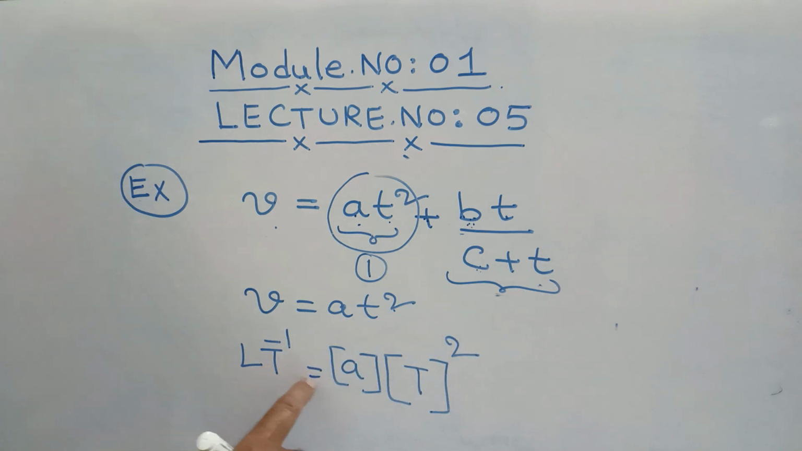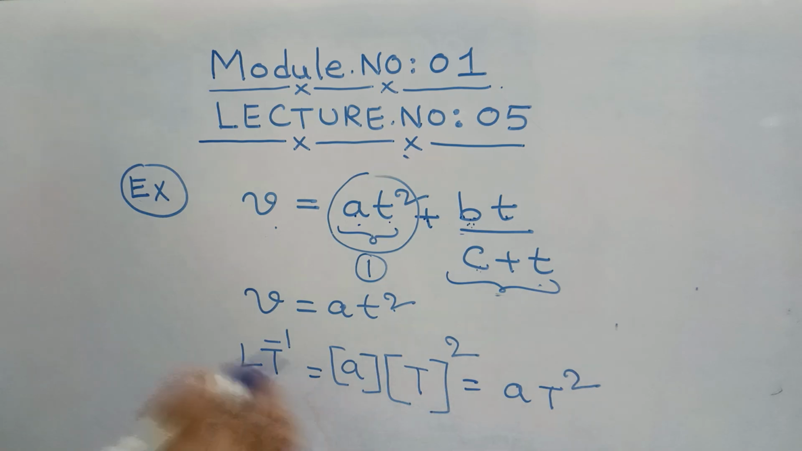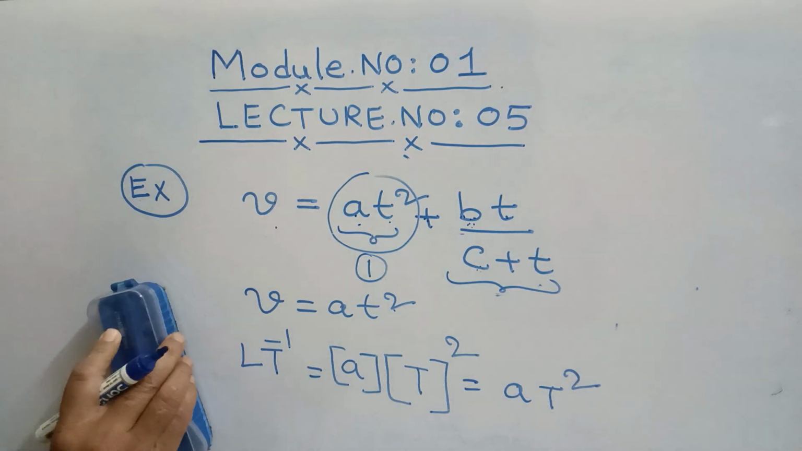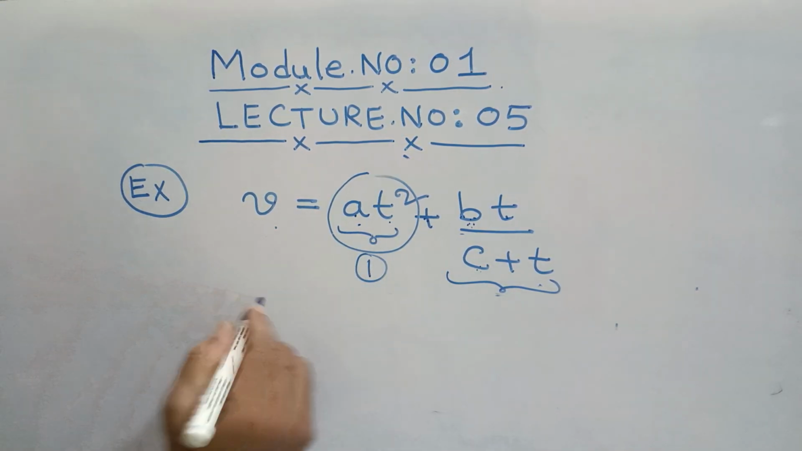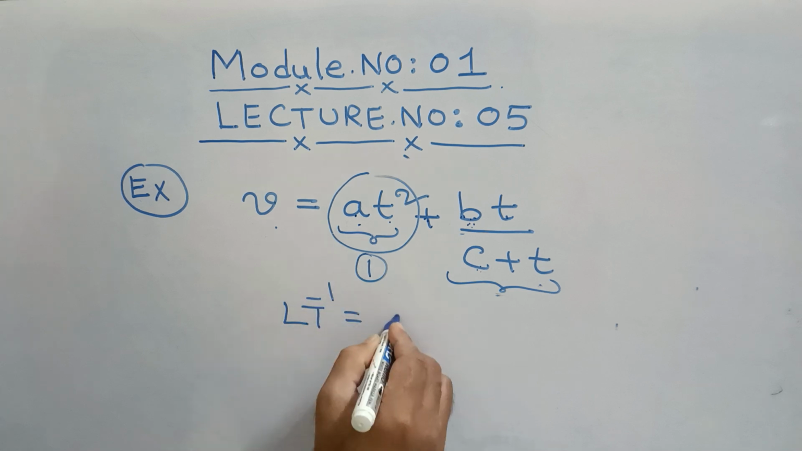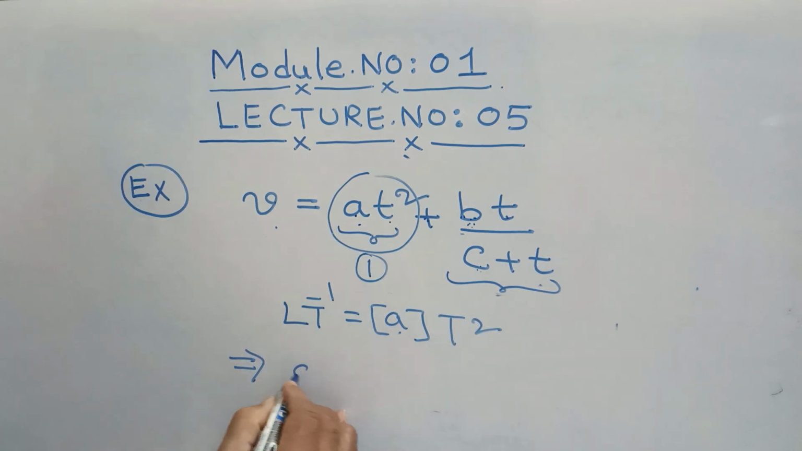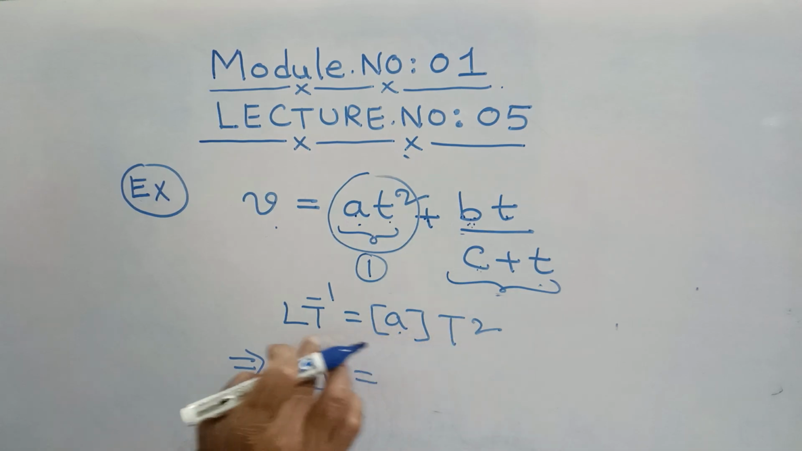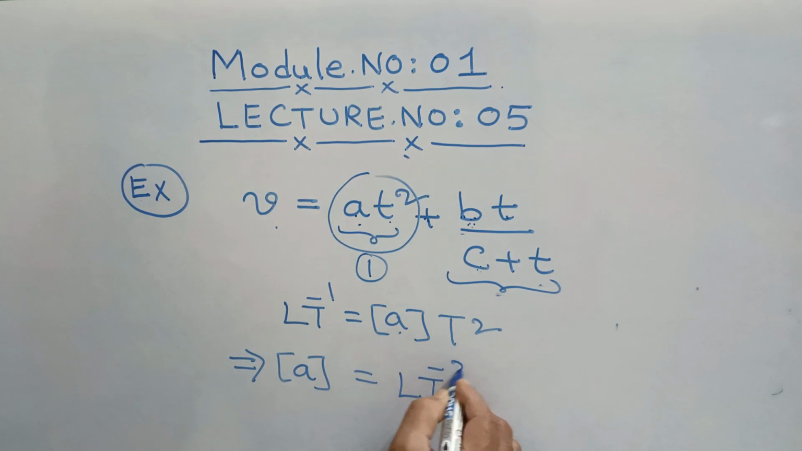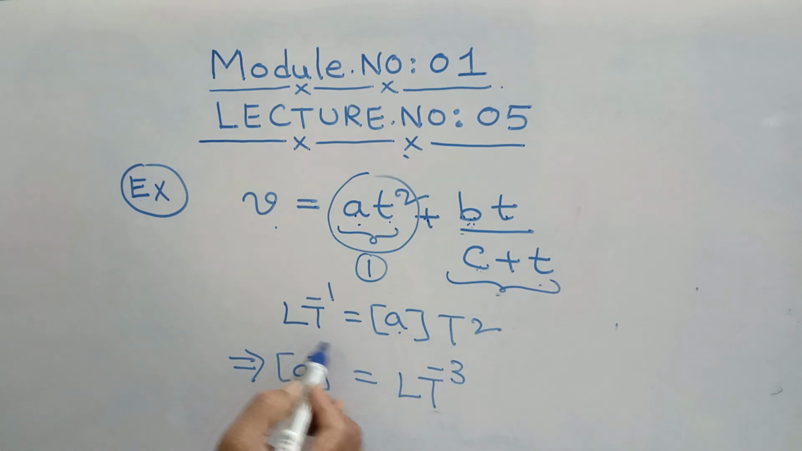Therefore, L T inverse is equal to A into T square. Therefore, from here, A is equal to what? How can you write it? Bring this T square to the left side. Then A is equal to L into T inverse divided by T square. You can put A there itself. Bring that T square to the left side: L power T power minus 3, because T square comes in the denominator part here.